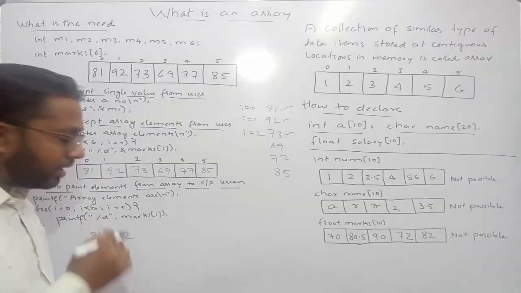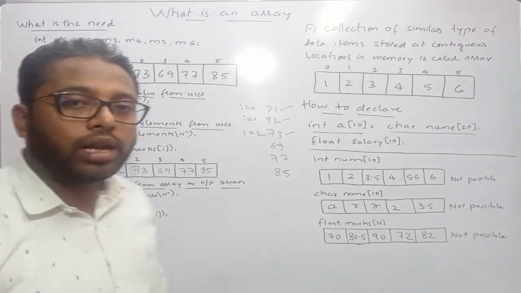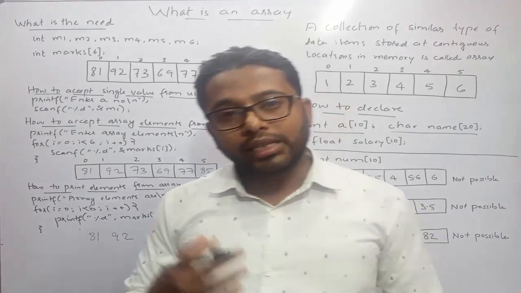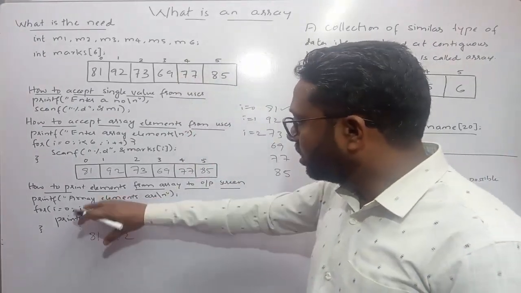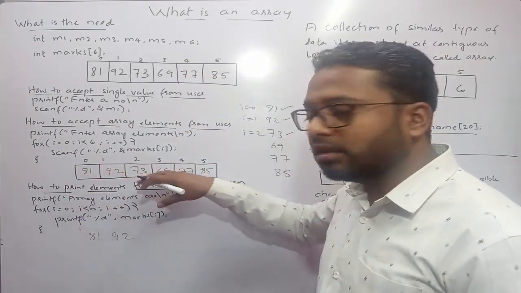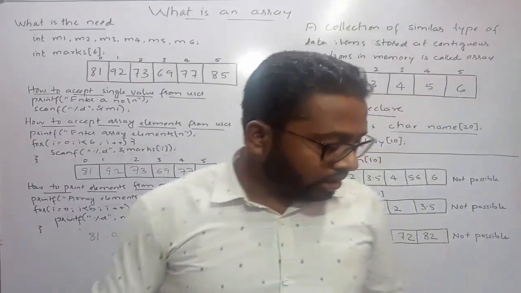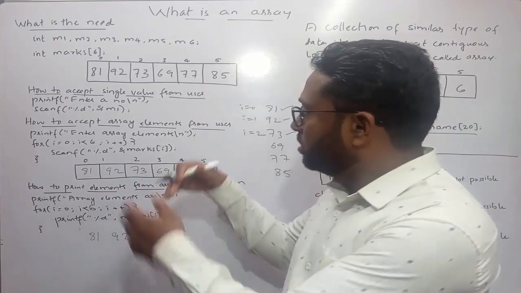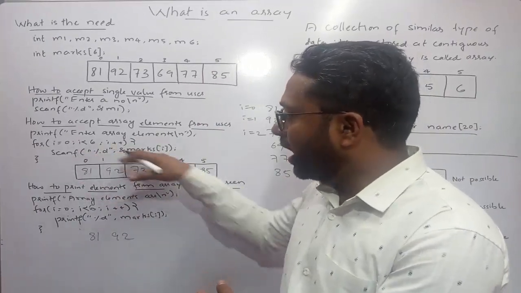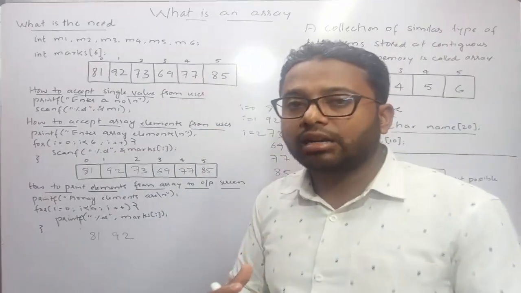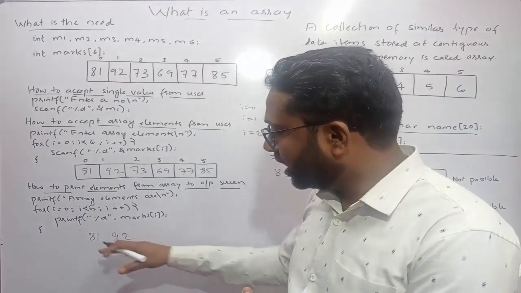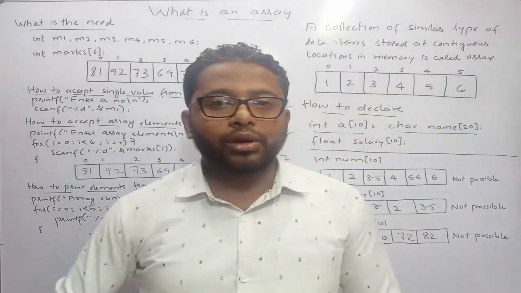92 gets printed. Like this, with each and every iteration, the i value gets incremented by 1, and with each and every iteration, the item stored inside the location gets accessed and printed out here. Okay, so this is how you can store the items inside an array as well as access the items stored inside the array and print those items on the screen. So I hope you guys have understood.